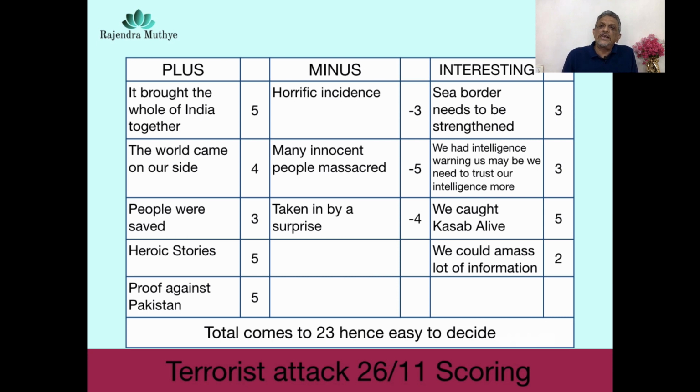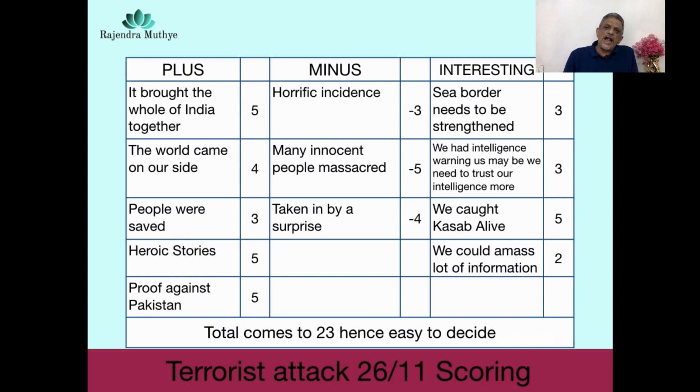The sea border needed to be strengthened. We thought that people could enter our country through the sea border, but we never took it seriously. So the sea border needed to be strengthened. That was the interesting part of it. We never ever thought.